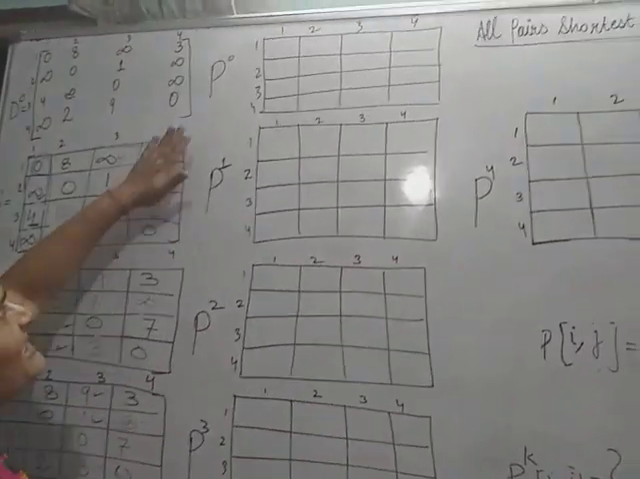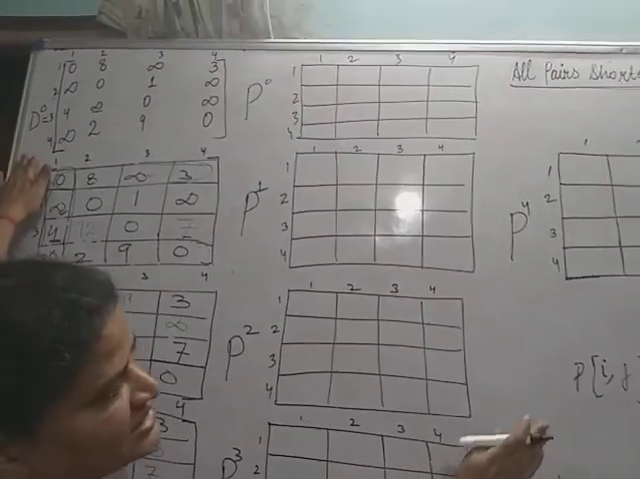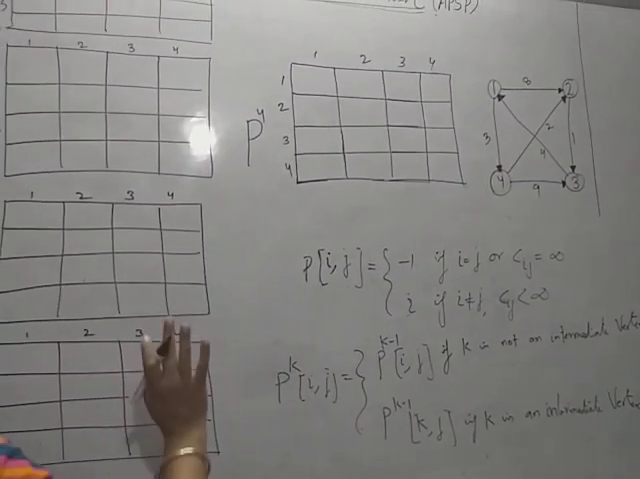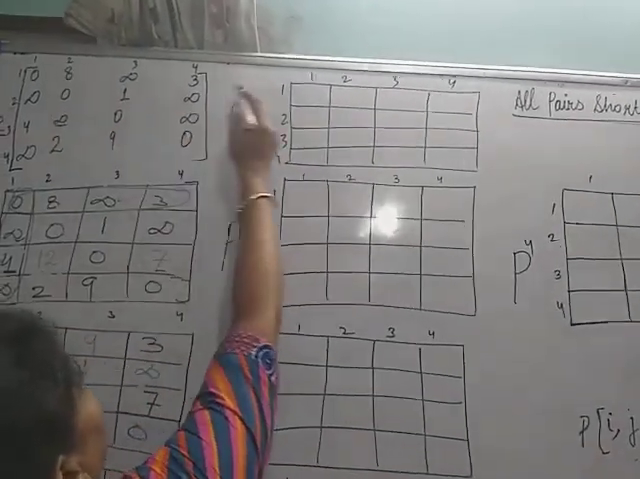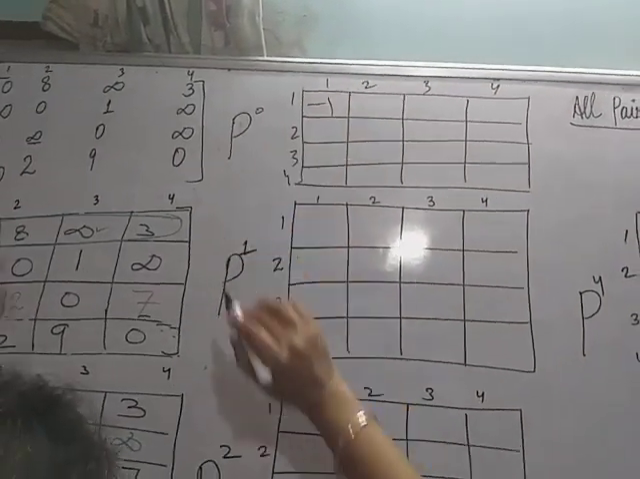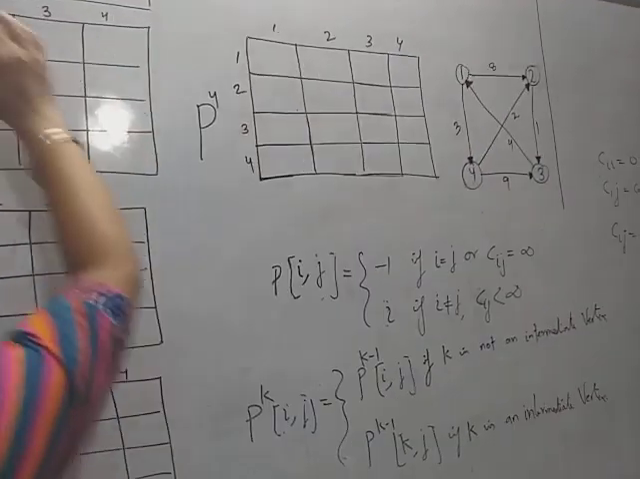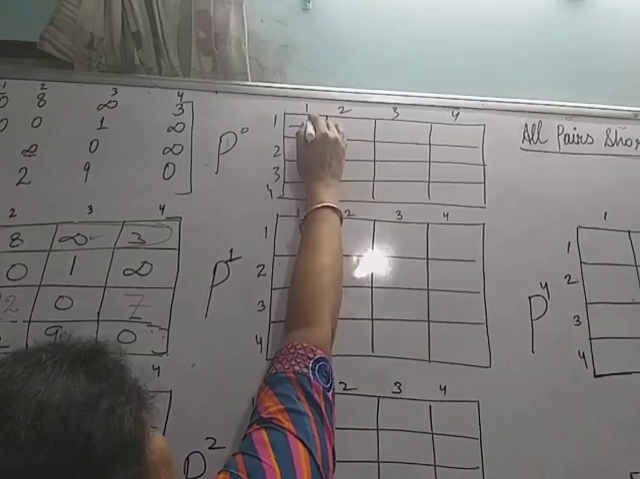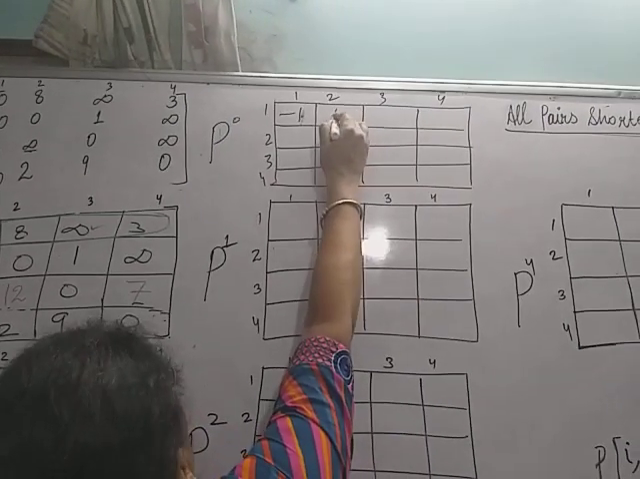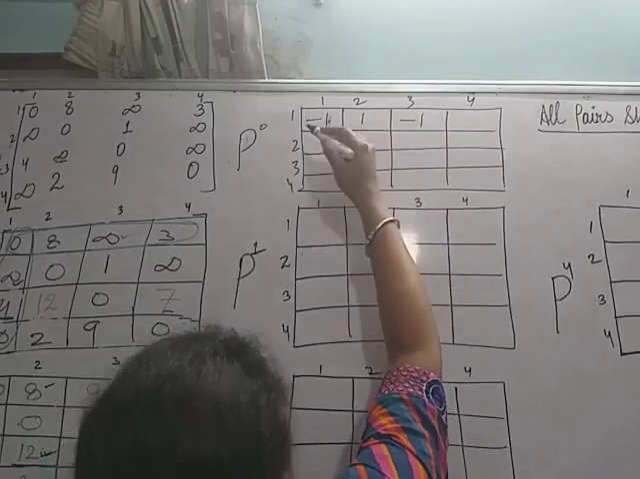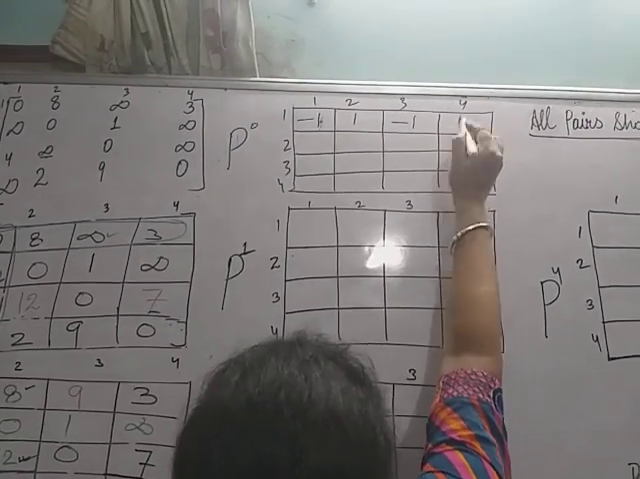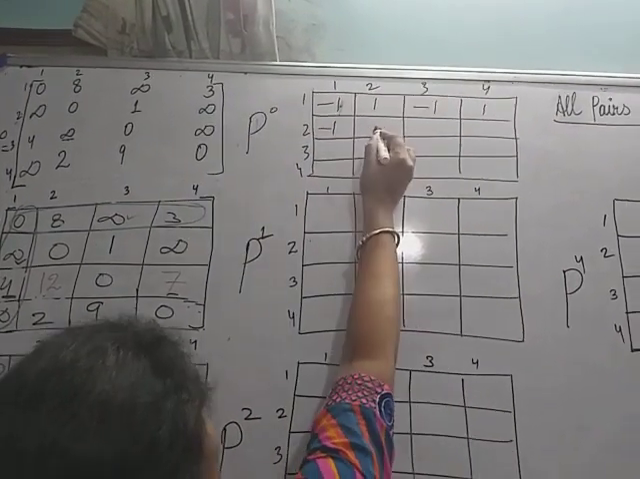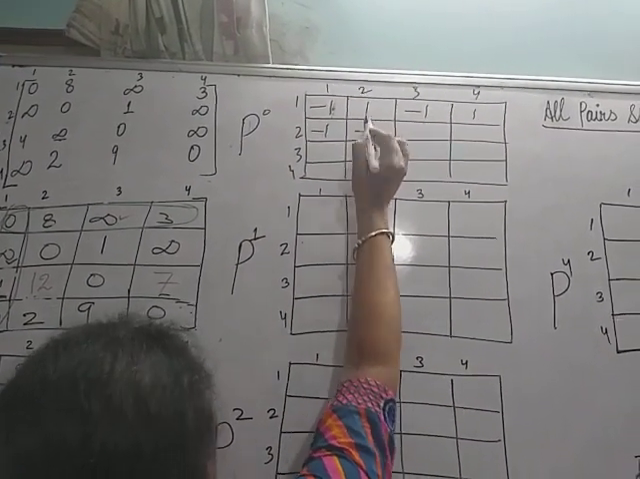First we initialize the path matrix according to the cost matrix. It says that if i equals j or cij is infinite, then -1. So here this is -1. This is 8, so it is initialized with i, the row number. Here, 1: infinite, so -1. 3, that is 1. Now in the second, infinite means -1, 0 means i equals j, that is -1.